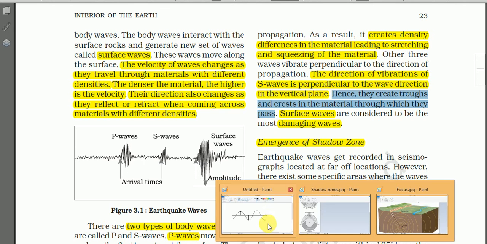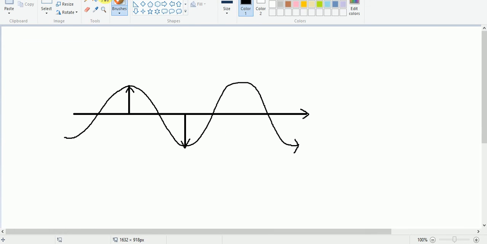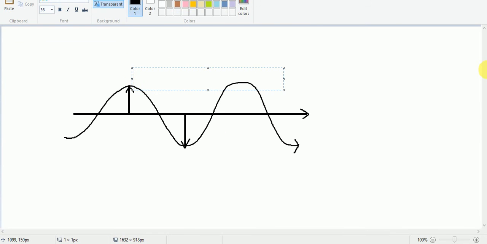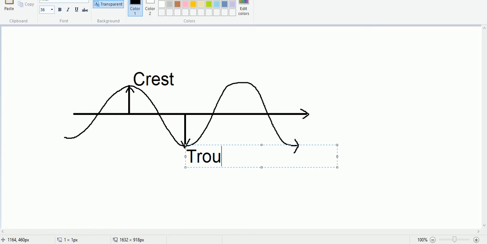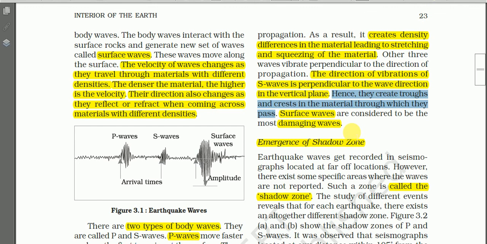Here, this is known as crash, and this is known as throw. Since S waves are moving perpendicular to the direction of the waves, it creates this crash and throw in this way. That is what is mentioned in the book.